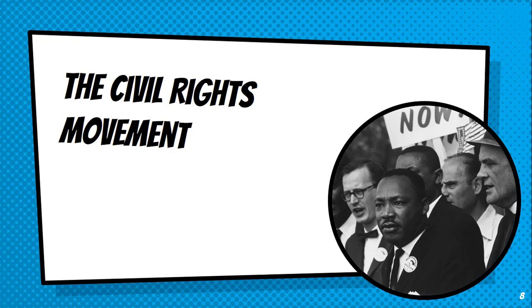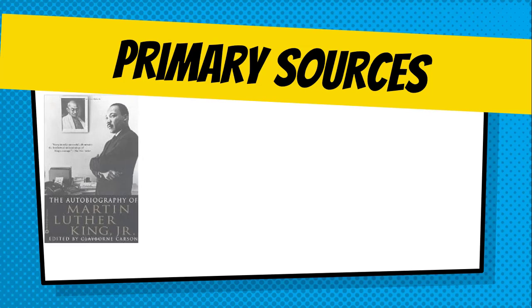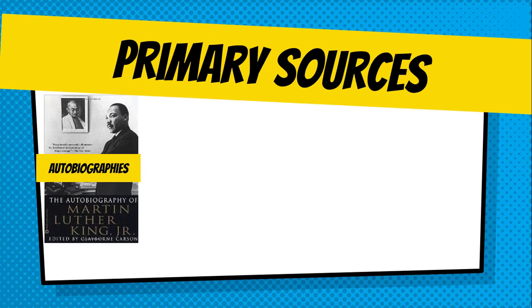The second topic we're going to show examples from will be the Civil Rights Movement. In this case, I've chosen to focus on Dr. Martin Luther King's role in the Civil Rights Movement. Examples of primary sources related to Dr. King and the Civil Rights Movement include, of course, Dr. King's autobiography.